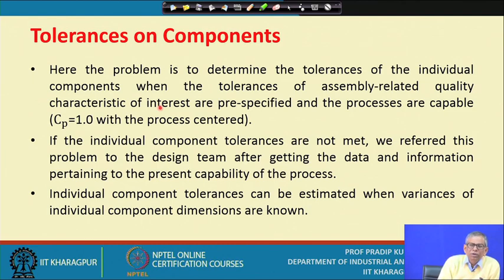Here, assembly tolerances. Okay, the assembly-related quality characteristic is known, and the corresponding tolerances are specified. Now you know the configuration of the assembly. What you need to do is determine the tolerances of the individual components, and once you determine these tolerances, you check whether these tolerances are acceptable to you or not.